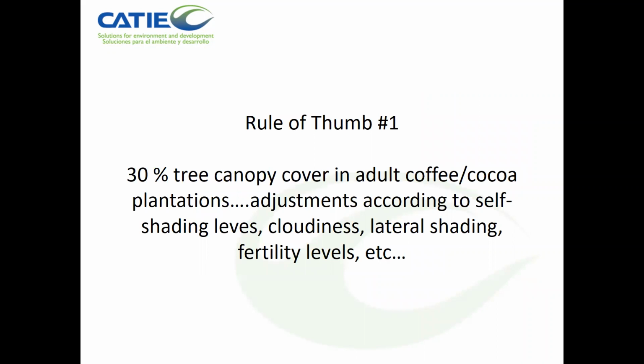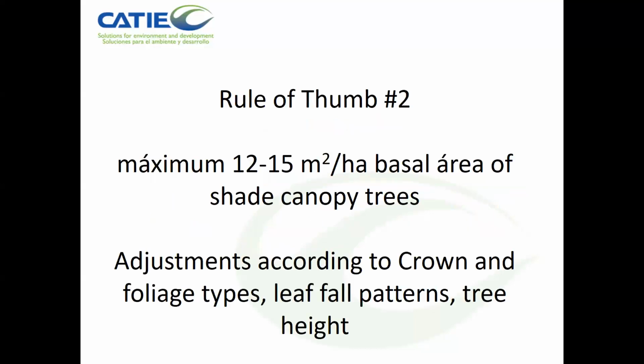There are some rules of thumb, like if you have an adult coffee or cocoa plantation, tree cover shouldn't go beyond 30%. If you are a younger coffee plantation, because self-shading in a young plantation is very small, then you have to put more shading from the trees. So maybe you will need 60, 70% during the early years of the coffee or the cocoa plant. But as the tree matures and self-shading increases, you have to reduce this to no more than 30%. This is kind of common wisdom.